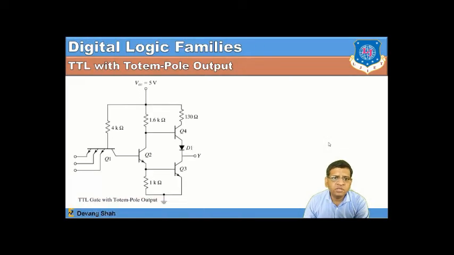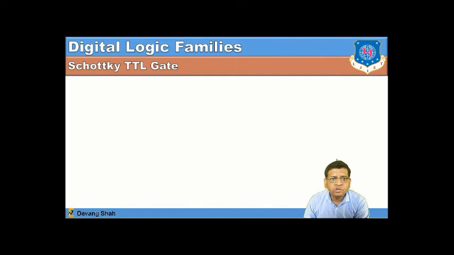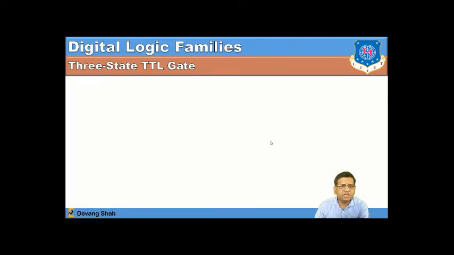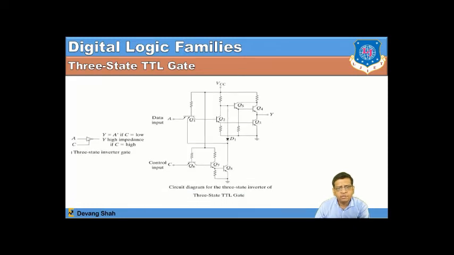In the same way, with TTL you can use a totem pole output. This is one type of TTL logic where the terminology is the same, where you have used a transistor. So the input is a transistor and the output is a transistor, and you can again realize this kind of NAND gate using this TTL gate.